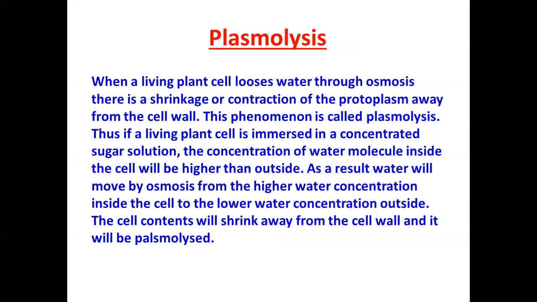Next is plasmolysis. What is plasmolysis? When a living plant cell loses water through osmosis, there is a shrinkage or contraction of the protoplasm away from the cell wall. That means the cell membrane will shrink. This phenomenon is called plasmolysis.